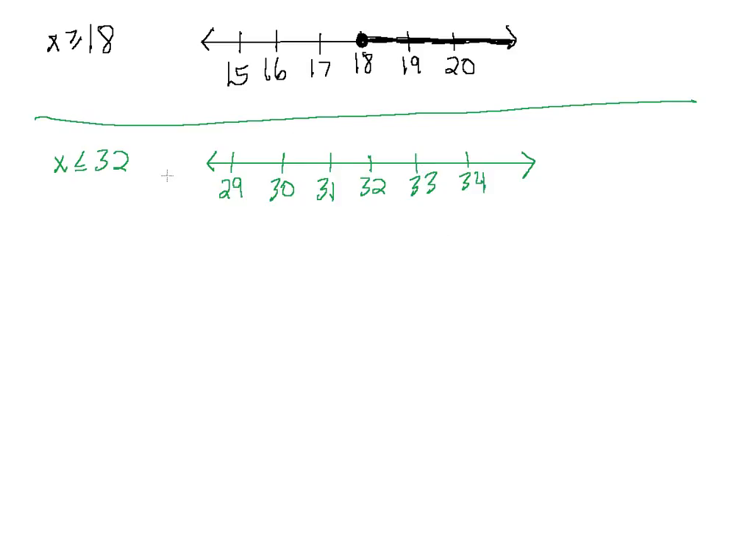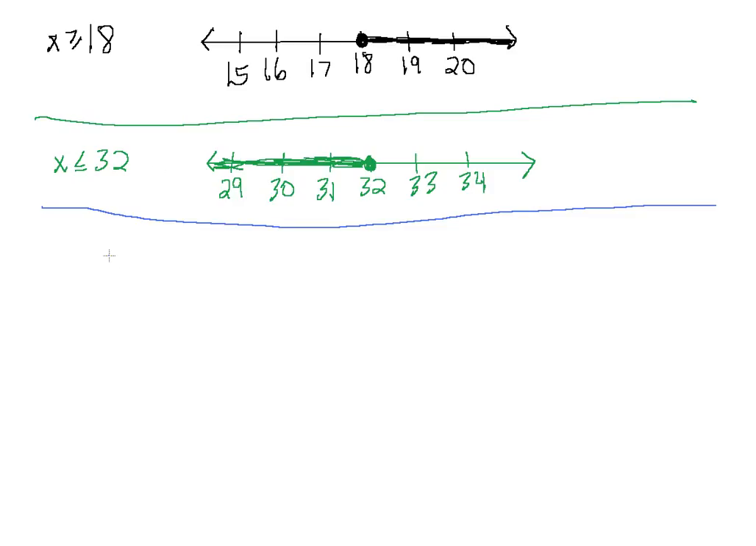Okay, so we're including 32 in our solution interval, so we're going to put a solid dot at 32, and we're looking for all the values that are less than or equal to 32. So we're going to shade everything to the left. And that's all there is to it. So let's look at a few more.